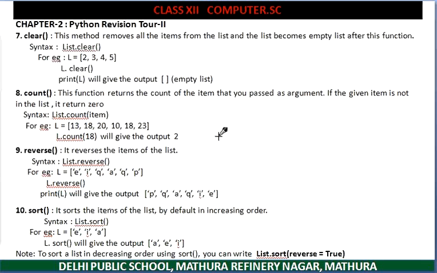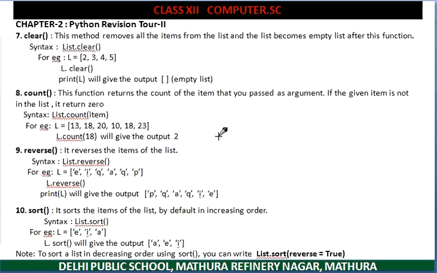Now seventh, the clear function. This method removes all the items from the list and the list becomes empty. Syntax: list.clear(). For example, L = 2, 3, 4, 5. If you write L.clear(), it will remove all the items from the list and the list becomes empty.